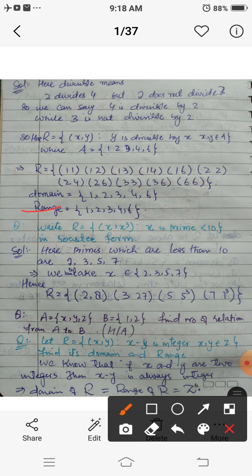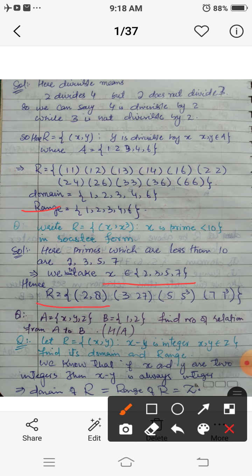Write R equals (x, x cube) where x is prime less than 10. We have to write this relation in roster form. Clearly those primes which are less than 10 are 2, 3, 5, 7. So we have only 4 primes which are less than 10. Now we consider the set as x belongs to 2, 3, 5, 7. Clearly the relation is defined by x and x cube, so prime and prime cube.